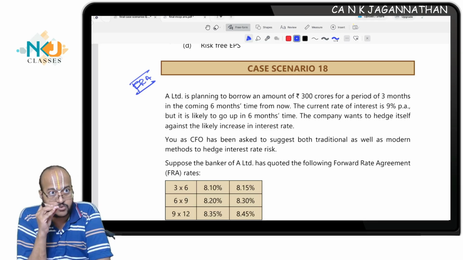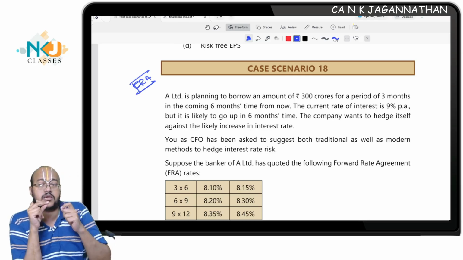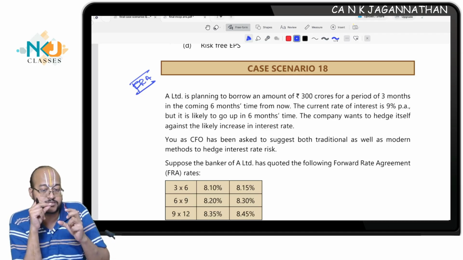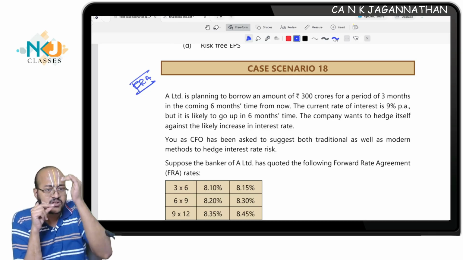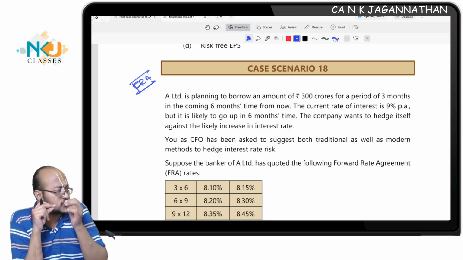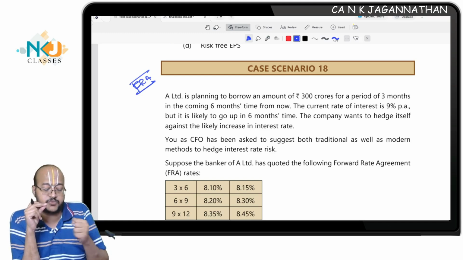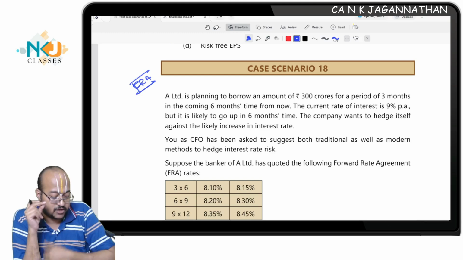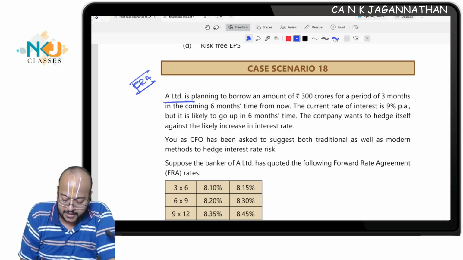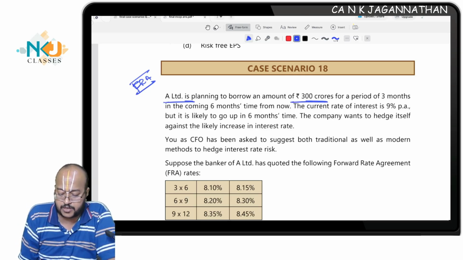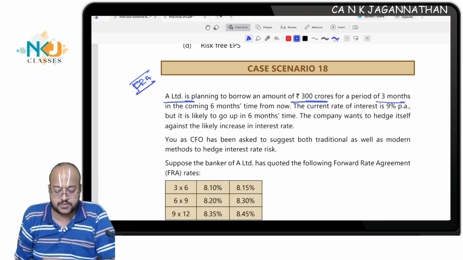But in case of MCQ, if the question is about precision, and 4 different solutions are given, one you have to choose, and if they precisely want you to answer, if you don't have the conceptual grip, you will never be able to answer. Anyway, this question is very important. A Limited is planning to borrow an amount of 300 crores for a period of 3 months in the coming 6 months time from now.